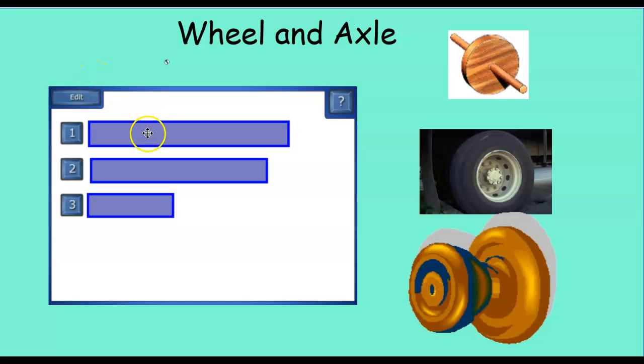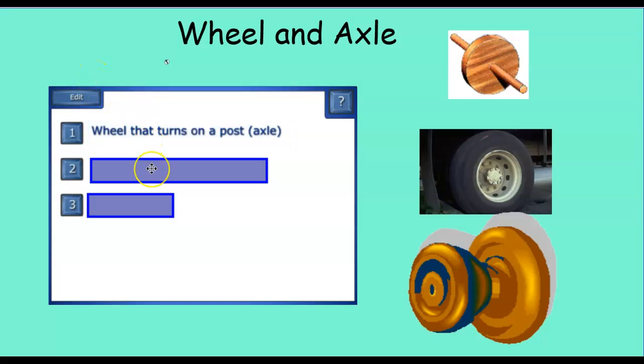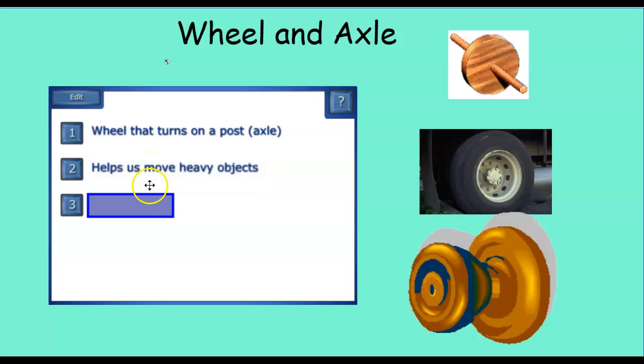Notes for wheel and axle are: wheel that turns on a post, which is the axle, helps us move heavy objects, and rolls easily. When this video ends, you will start with the next video.